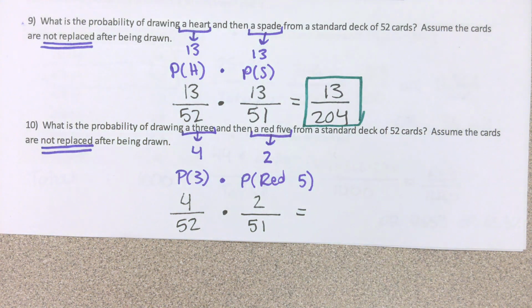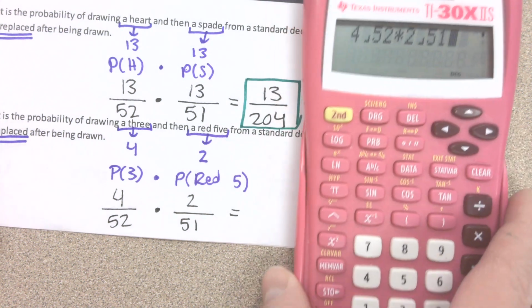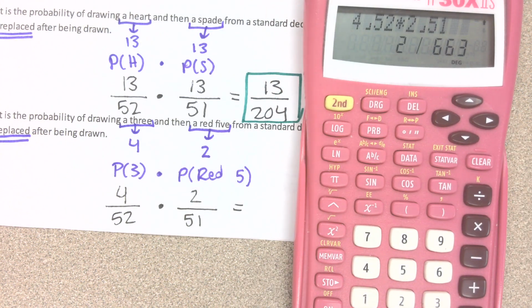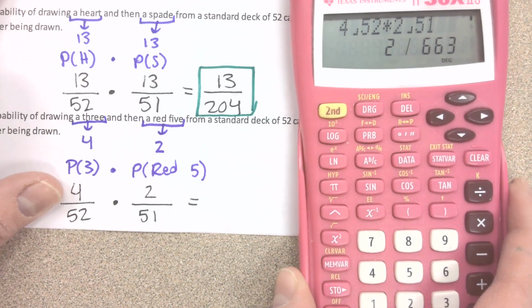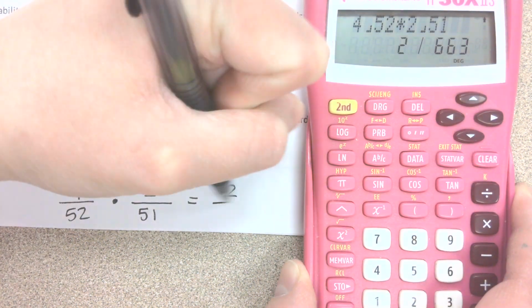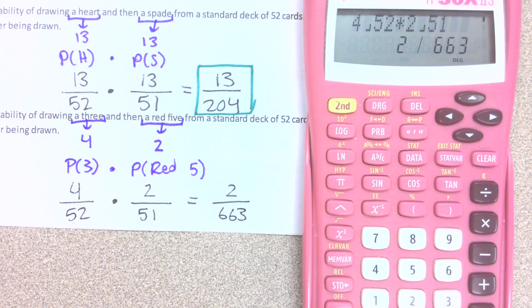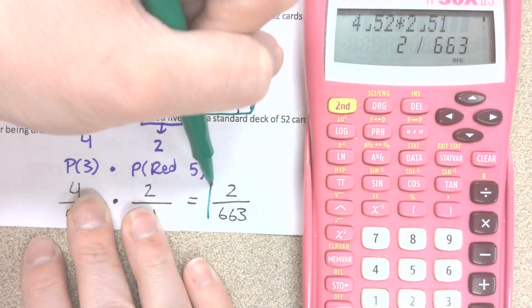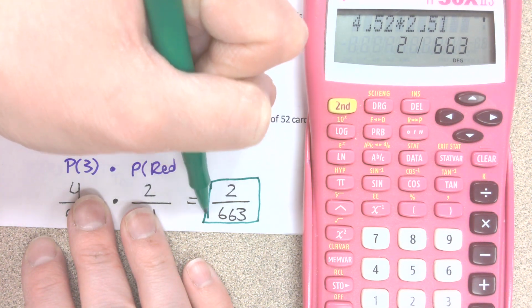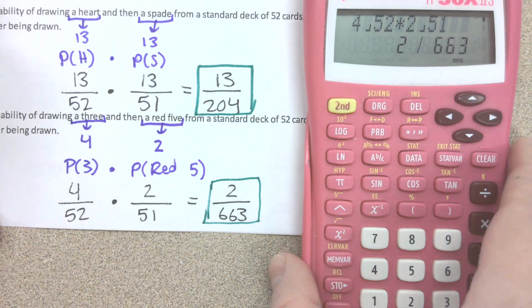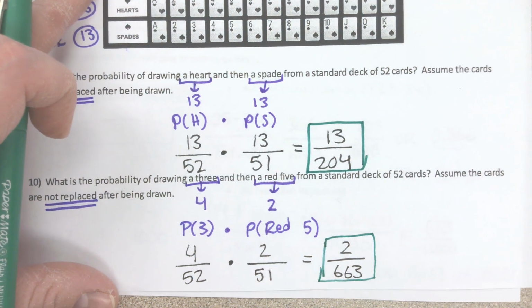Multiply with your calculator. Your calculator will reduce it for you. Two out of 663. That is the probability. And there you have it.